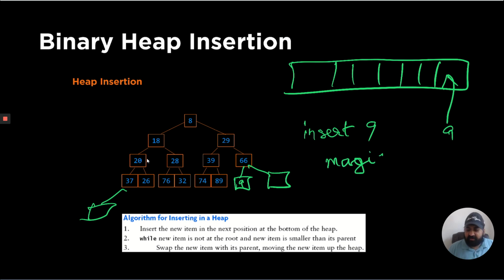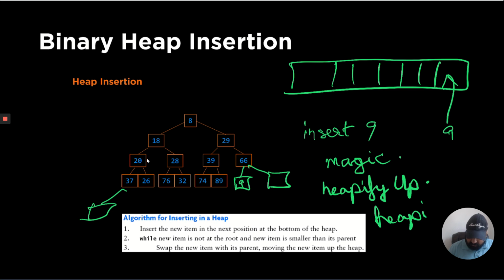And that's where two different types of operations come in handy. One is called heapify up, and the other one is called heapify down. We are going to use heapify up when we are inserting an element, to fix the property that the parent must be smaller than its children. And then we are going to use heapify down in our deletion.